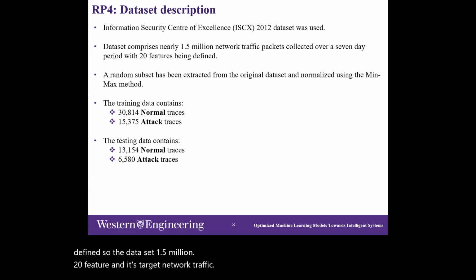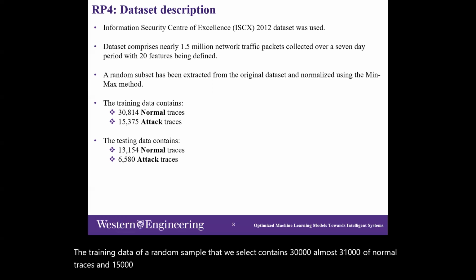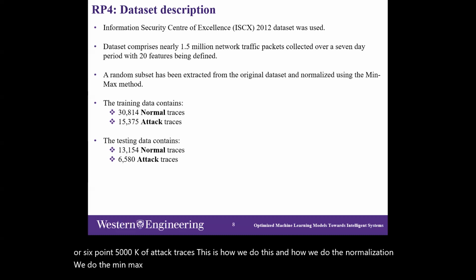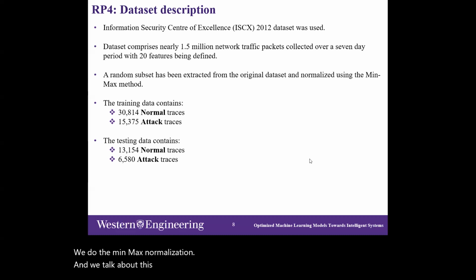The training data, the random sample that we selected, contains 30,000, almost 31,000 normal traces and 15,000 attack traces. The testing data consists of 13,000 normal traces and 6,000, or 6.5K, attack traces. This is how we do this. And for normalization, we use min-max normalization, and we talked about this earlier in this course.